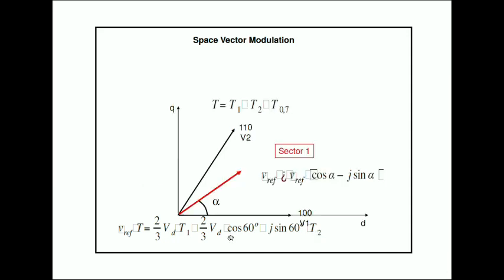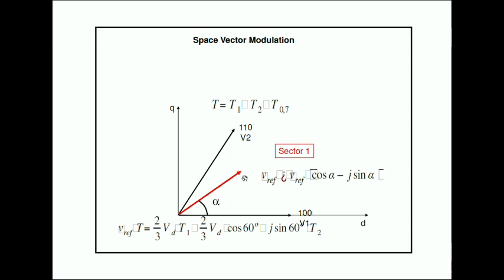So we know that T is equal to T1 plus T2 plus T0,7, that means T0,7 are the two 0 vectors. We already discussed that the 0 vector time duration is equal to T minus T1 minus T2, or from that graph itself you can find T is equal to T1 plus T2 plus T0 and 7.